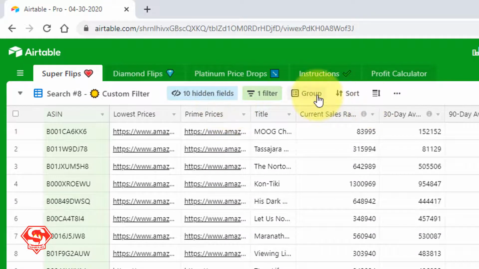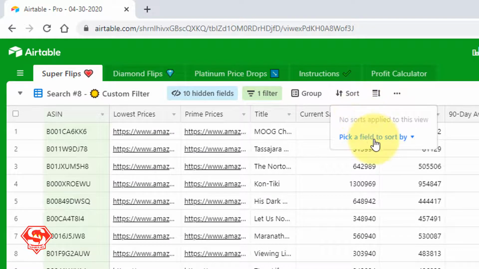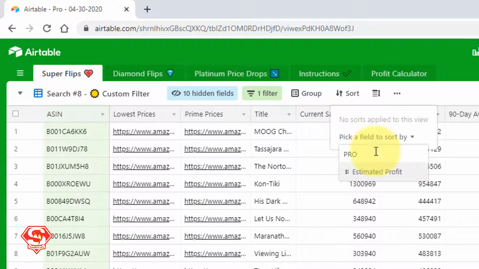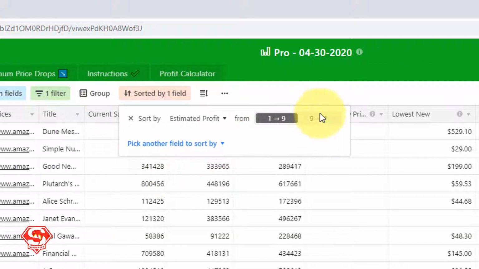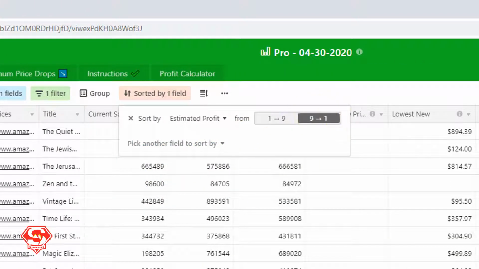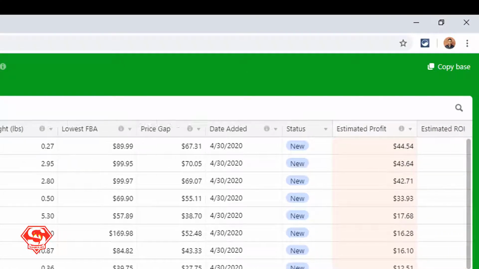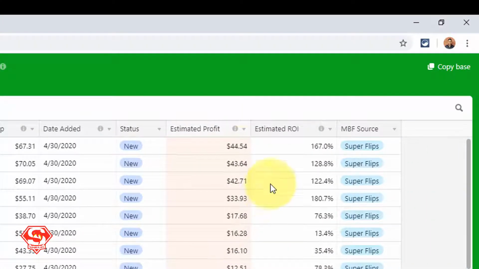We filtered those books. We're going to group them. We're going to sort them. And we're going to pick a sort field. We're going to go with the estimated profit. So we'll look that up. Here it is. And we want to go from largest to smallest, and we can scroll on over and see what our results are. And we've got a bunch of books there that you can see are profitable, that you could sell.